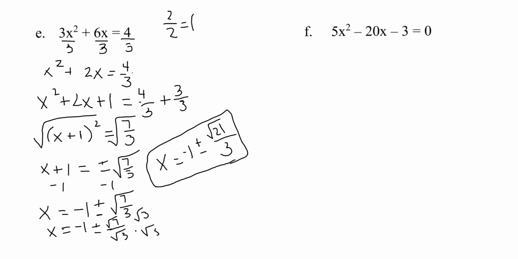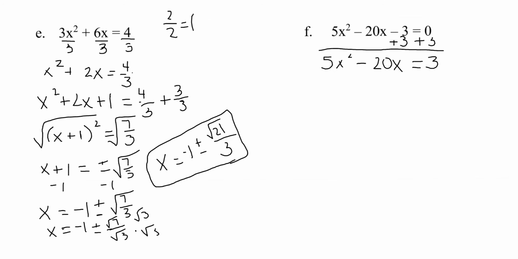All right, we're going to take a look at F. And again, we're going to start off doing the same thing that we've done before, and we want to make C be on the right-hand side, not the left. So I'm going to add 3 to both sides. So that leaves me with 5x squared minus 20x is equal to 3.